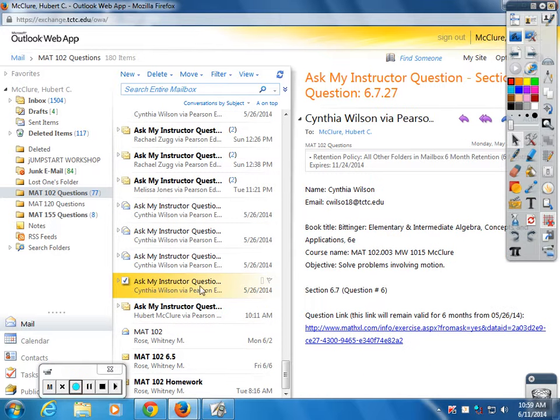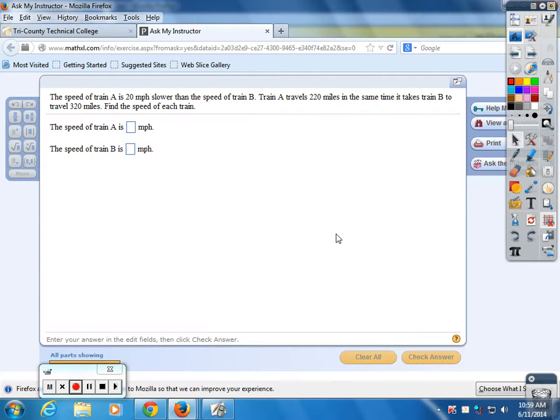Let's see, 6.7, 27, 6. All right, try that one. It says the speed of train A is 20 miles per hour slower than the speed of train B. Train A travels 220 miles, the same time it takes train B to travel 320 miles. Find the speed of each train. I'm going to let y'all work this one. Set up your chart first.